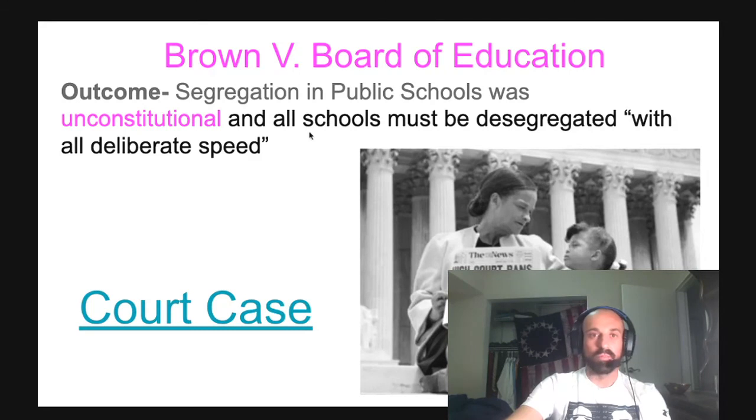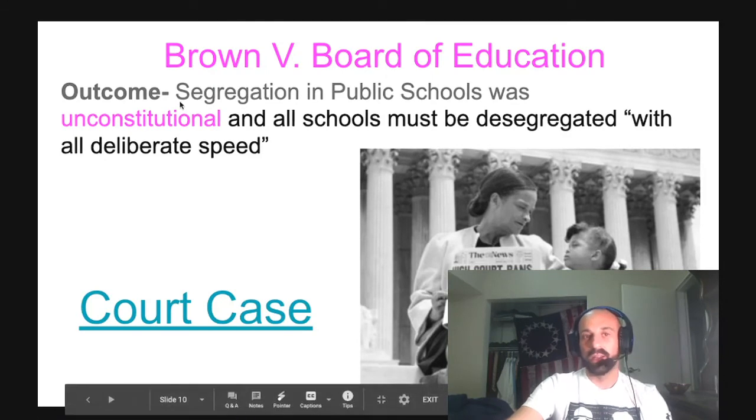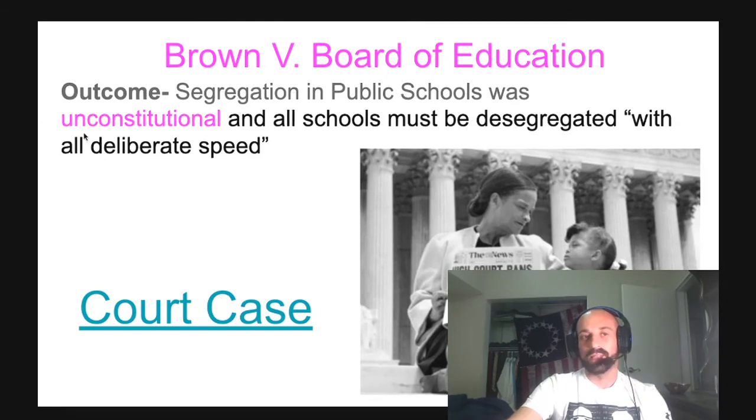And then we have Brown versus Board of Education. And this overruled Plessy versus Ferguson and said that segregation in public schools was unconstitutional and all schools must be desegregated with all deliberate speed. Once again, you can read that here. Unconstitutional means that it is not supported by the Constitution. Segregation in public schools is unconstitutional. It's not supported by the Constitution, and it goes against the Constitution, essentially.